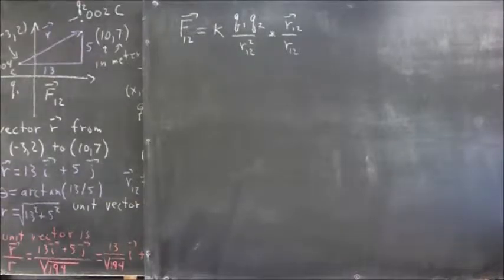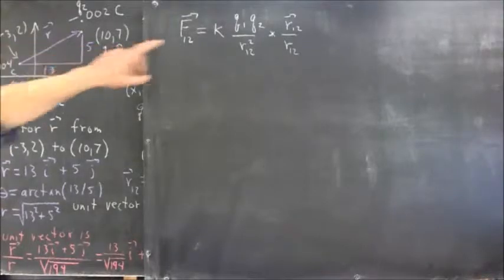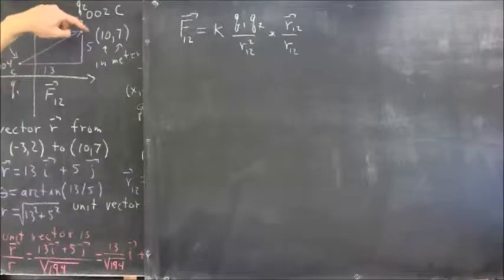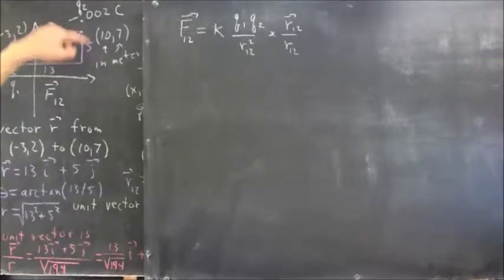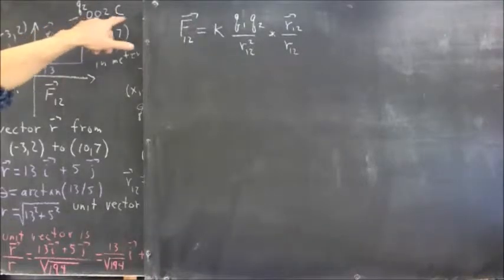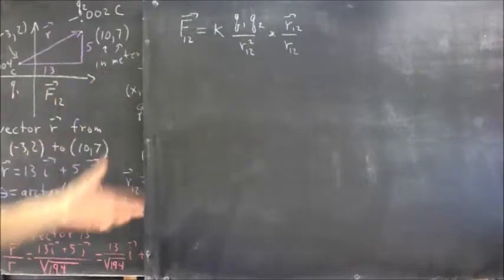Okay, so once more, we're asked to calculate the vector force for the force exerted by charge Q1 on Q2 for this figure that we used earlier. It's off the screen, but this charge is 0.004 coulombs, this is negative 0.002 coulombs. This point, I think you can see, is (-3, 2), and 10.7. These are in meters. So, how do we calculate the vector force?